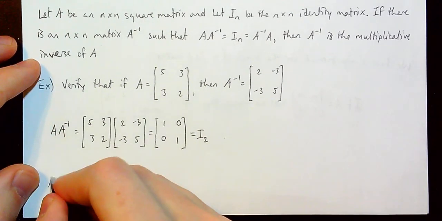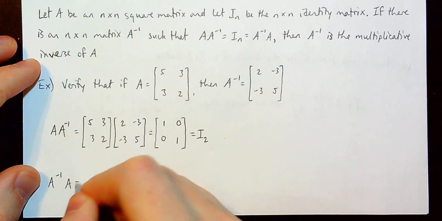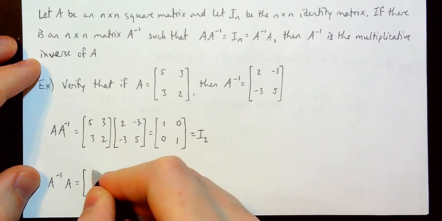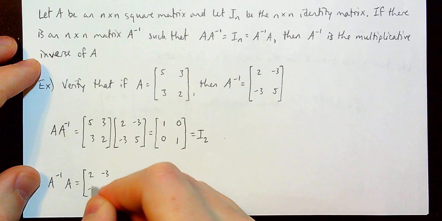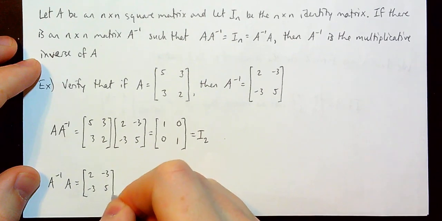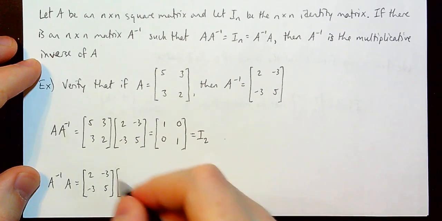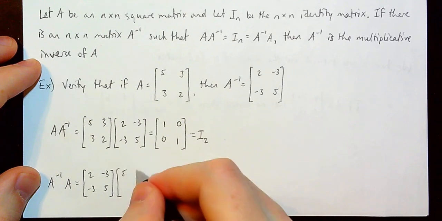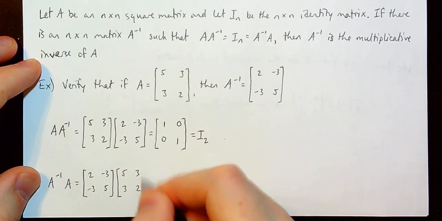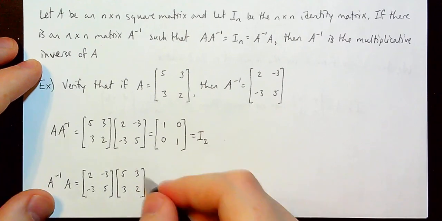We have to verify it the other way. Do A inverse times A now. So 2, negative 3, negative 3, 5, and 5, 3, 3, 2.